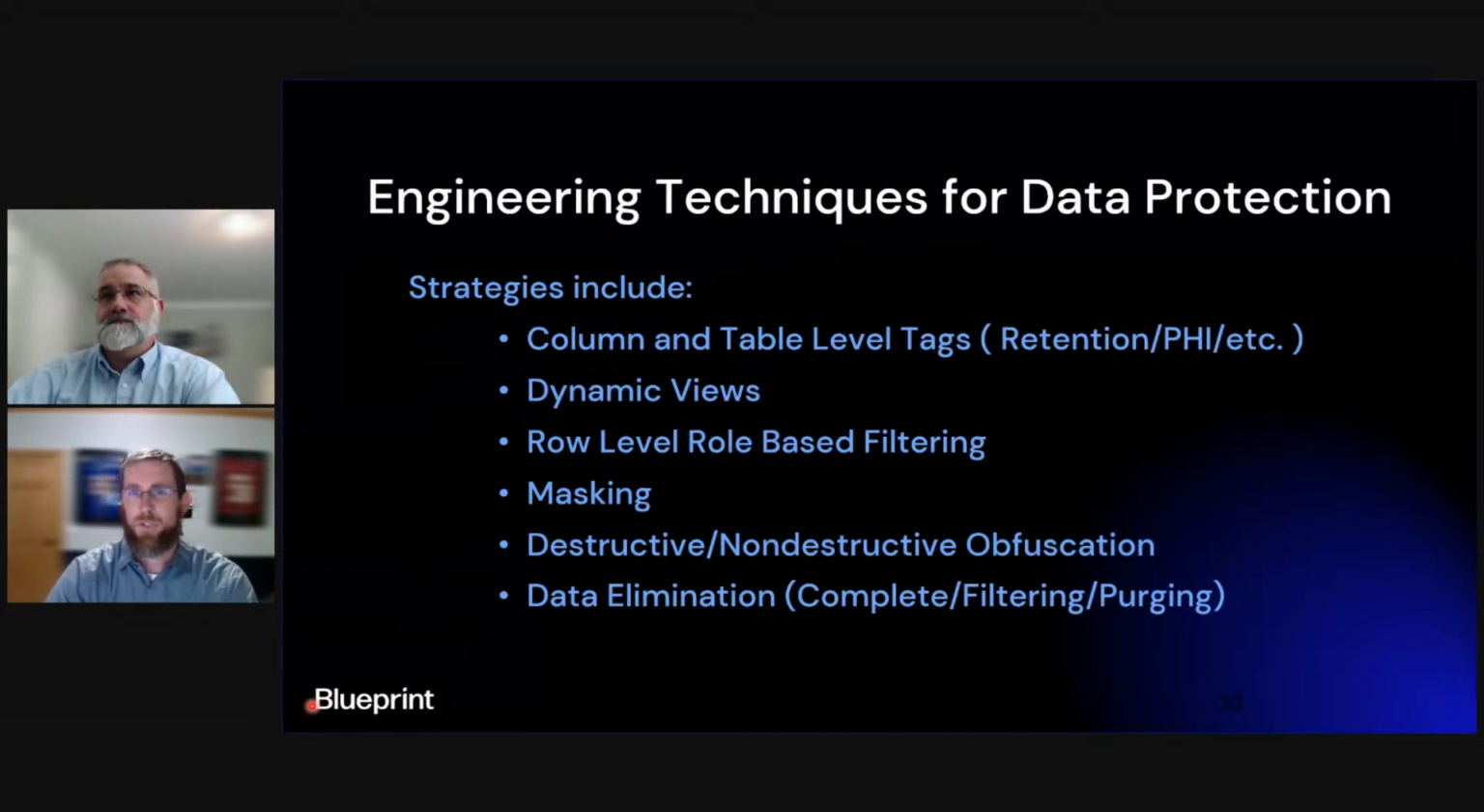There are some strategies and techniques for applying data protection. A few of those are listed here. As you can see, there's column and table level tagging. So if you want to apply a classification within the data, we are able to do that within Unity Catalog. You can apply dynamic views that allow you to do row level filtering and column level masking. You can also apply data obfuscation.